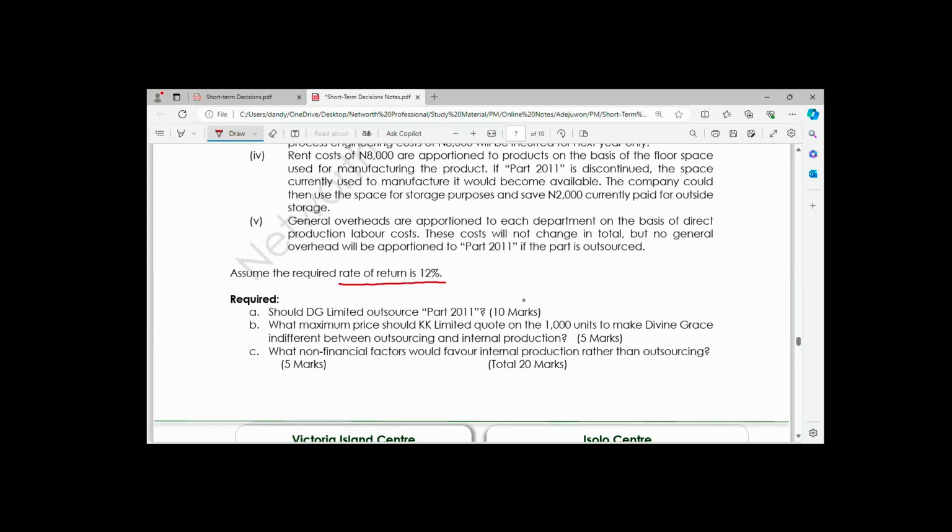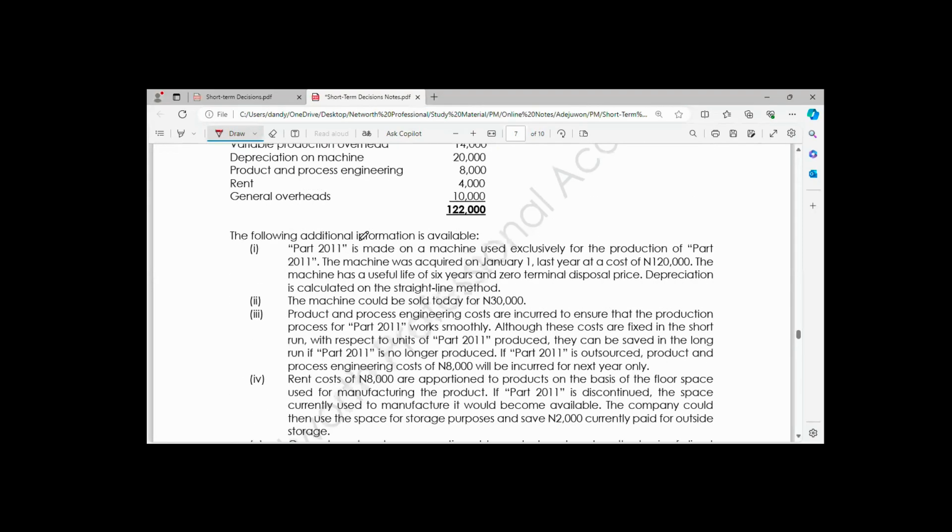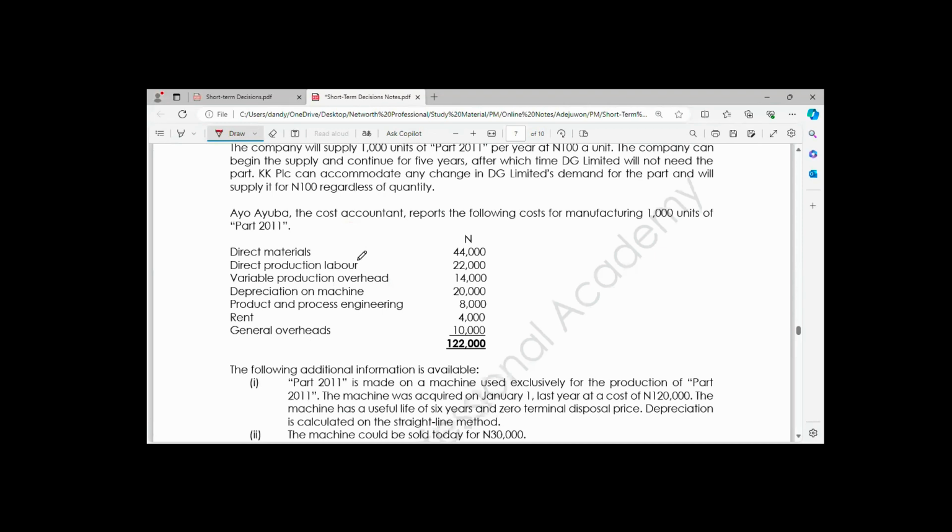So to solve this question, there are about 3 or 4 stages that you are going to undertake. The first one is for you to be able to bring out the variables that you need. If you want to outsource Part 2011, what are the relevant variables you have in the question? Because it's more than one variable. According to this question, there will be more than one variable that relates to the supplier's quotation. Then also, if you decide to make the components of Part 2011 internally, what are the relevant costs that the company will incur?